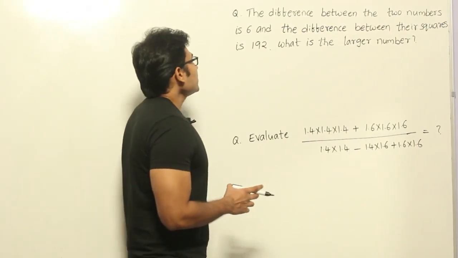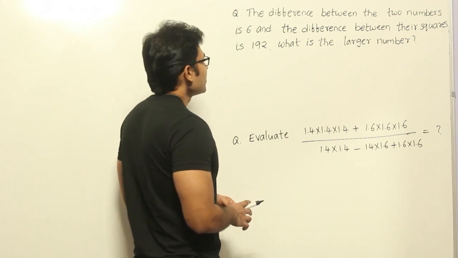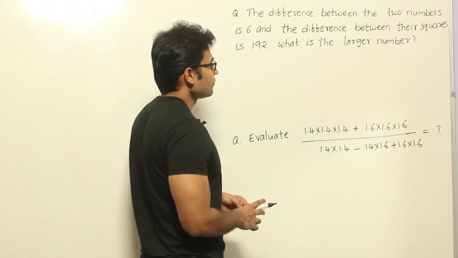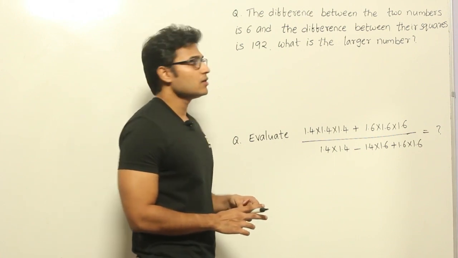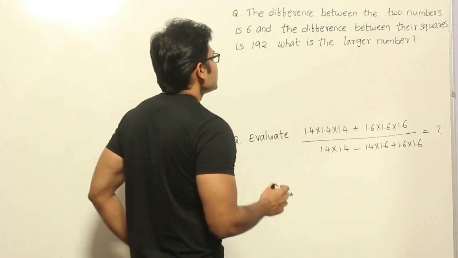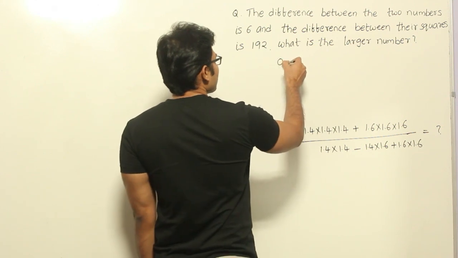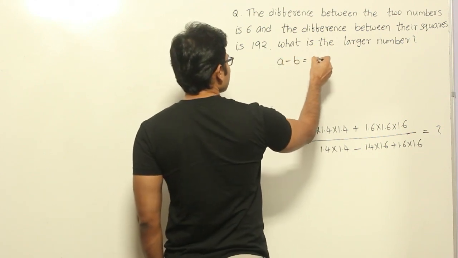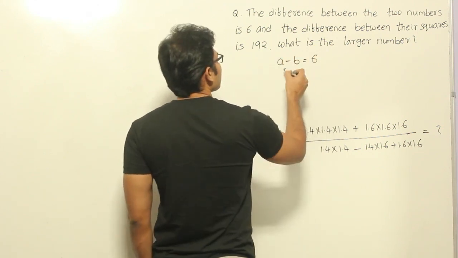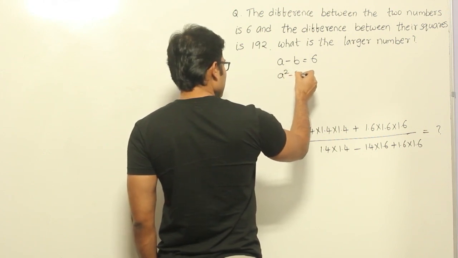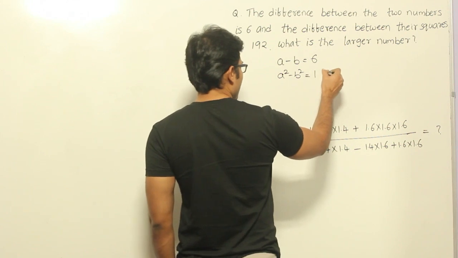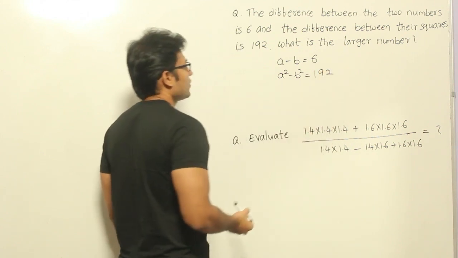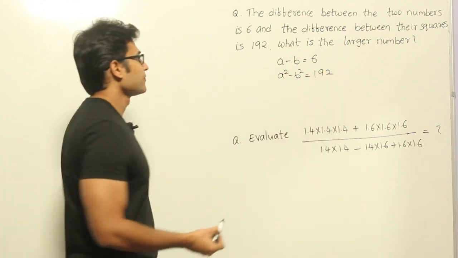Now let's see example 1. The difference between two numbers is 6 and the difference between their squares is 192. Then what is the larger number? Now they are saying that the difference between two numbers is 6, a minus b equal to 6, and the difference between the squares of these numbers, a square minus b square, is 192. Now they are asking what is the larger number.